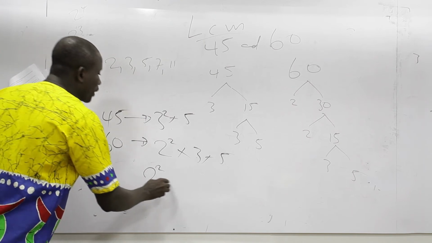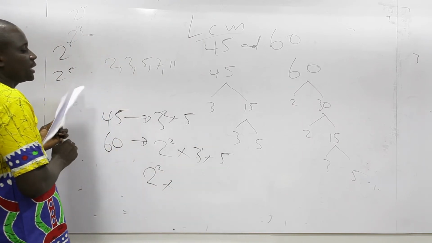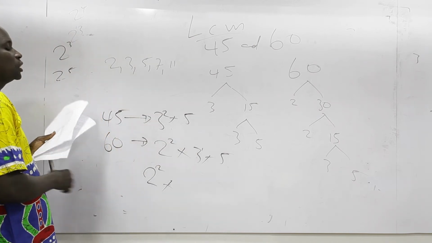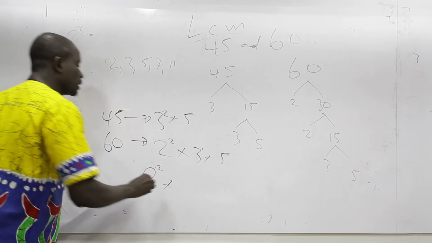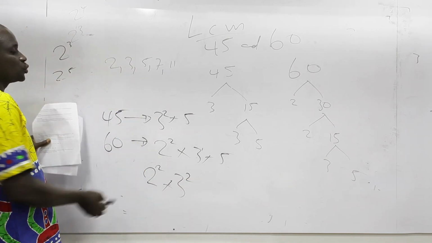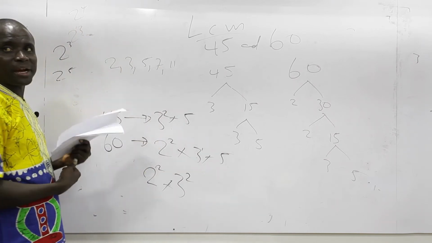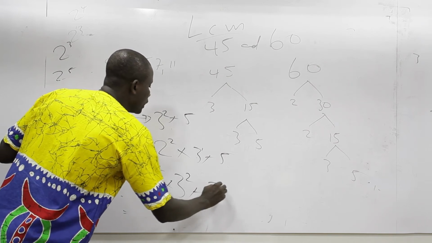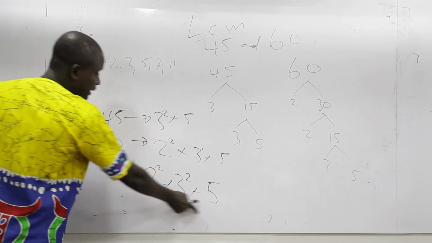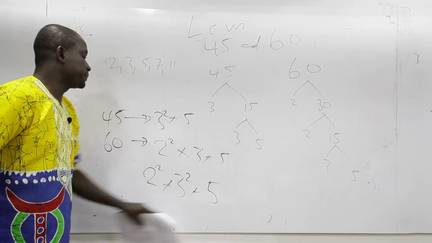Then what about 3? We have 3 here and 3 there. But here, we have 3 squared and then 3 to the power 1 here. Which of them are you going to choose? Choose the one with the highest power. So we have 3 squared. Then after that, do we have 4? We don't have 4, but we have 5. 5 here, 5 here. They are all bearing the same exponent. So now, whatever we get here, that will give you the LCM.